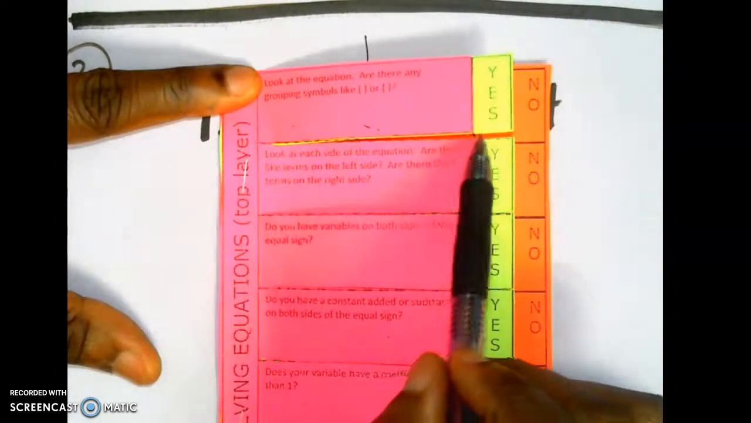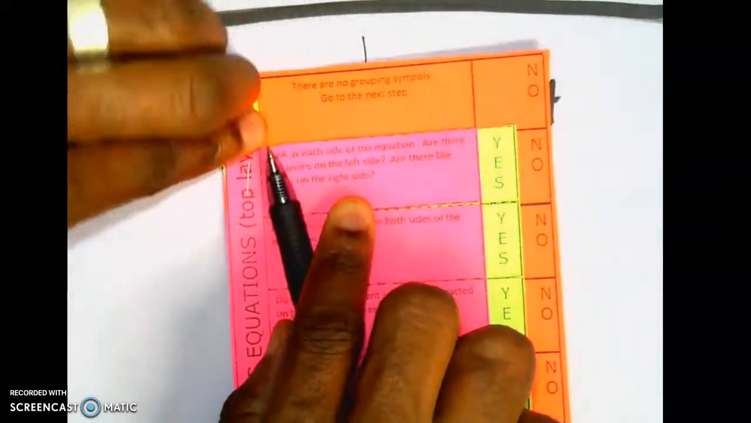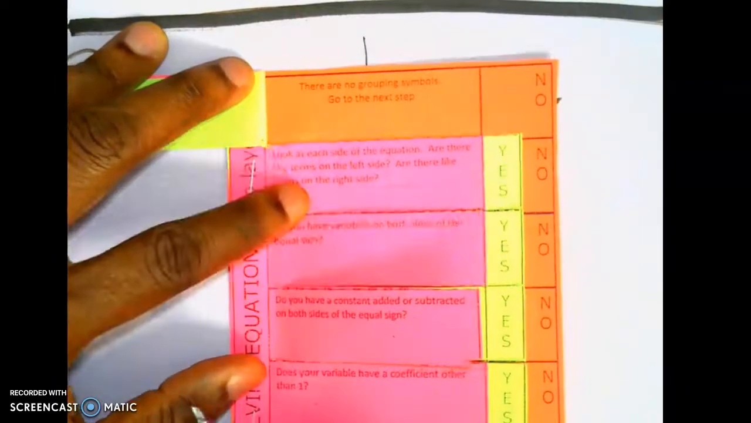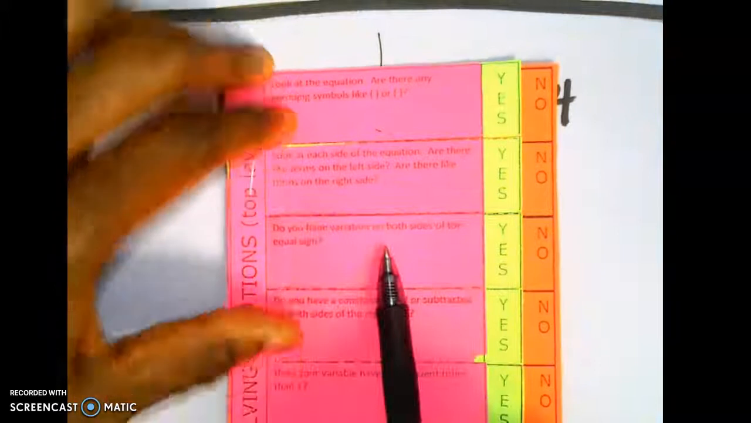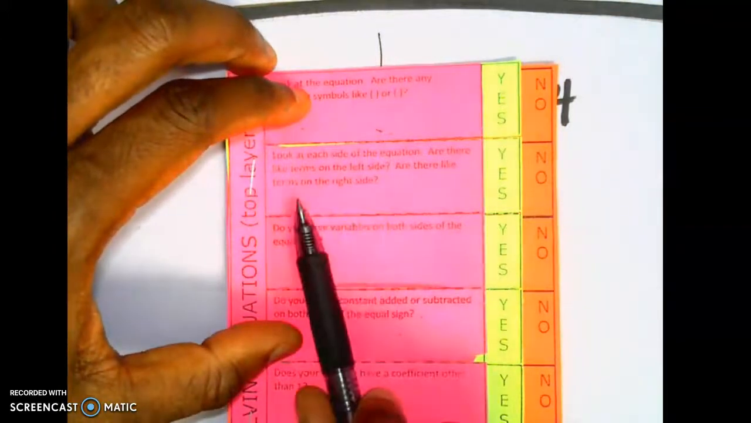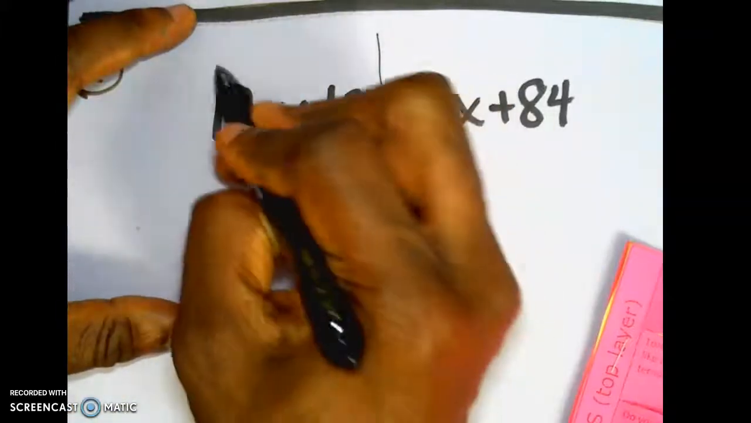Are there any brackets or parentheses? In fact, there are not, so fold this up. There are no grouping symbols, so I'm going to go to my next step, okay, because that's a no. Look at each side of the equation. Are there like terms on the left side? Are there like terms on the right? And so the reason that they ask that question is they want to make sure that you've consolidated everything.